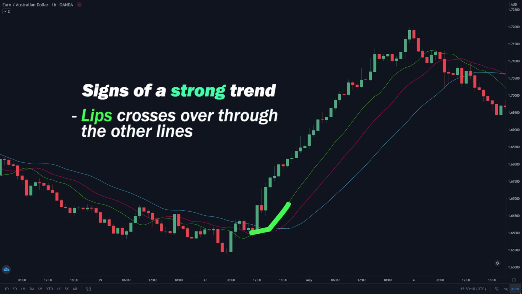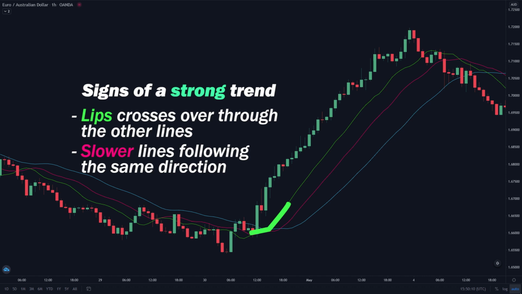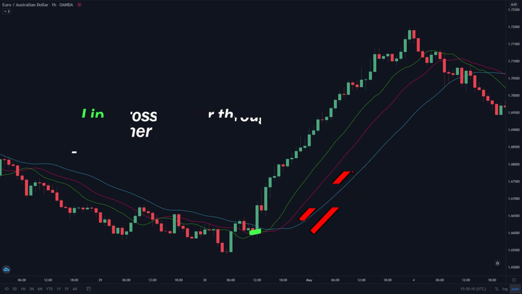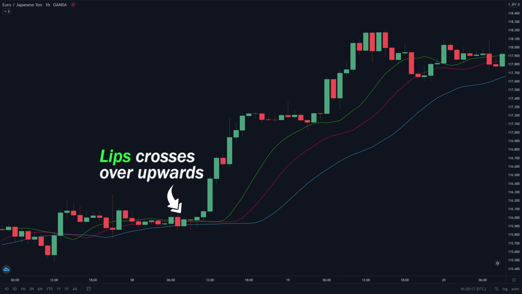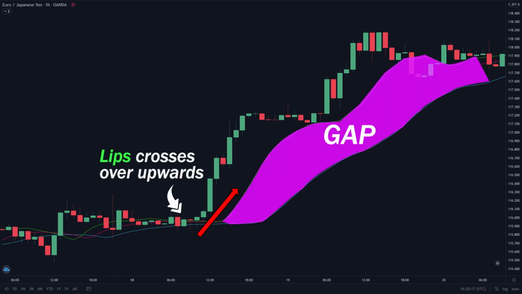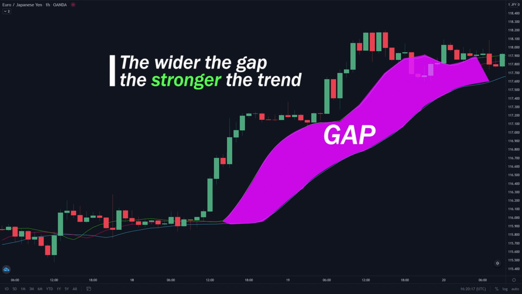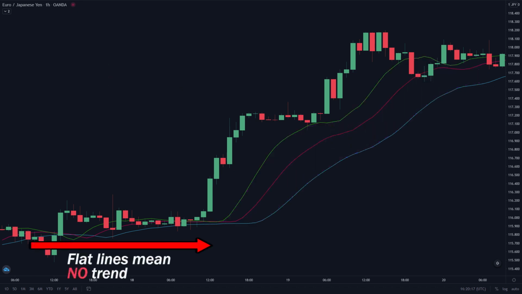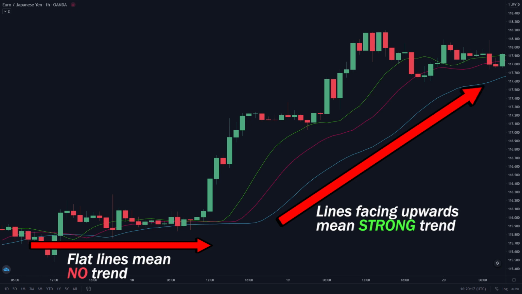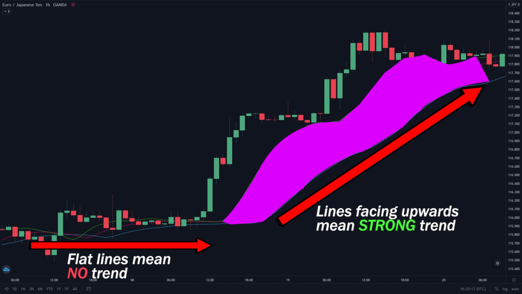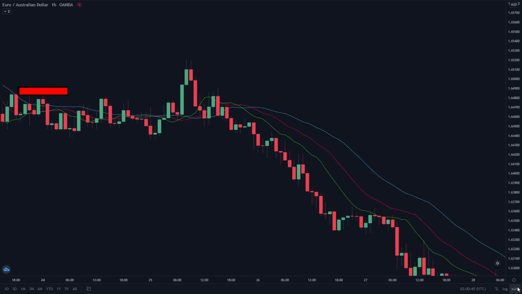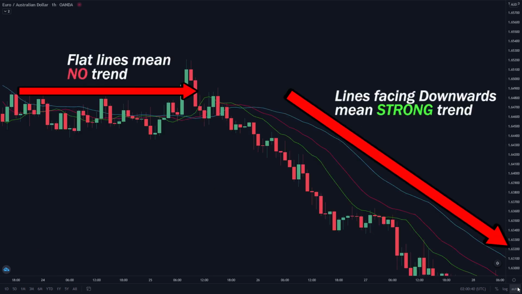We can also identify if a strong trend momentum is happening in the market by looking at whether the lips cross over through the other lines, plus the slower lines following in that direction. For example, in this chart, the lips cross over upwards while creating a gap between the lines. These gaps are very important because they show how strong a trend is. The wider the gap, the stronger the trend will be. Usually, the direction of the lines also determines how strong the trend is. If the lines are spread apart and heading significantly upwards, it means the price is in a strong uptrend. And when the lines are facing in a significant downwards direction, it means it's in a strong downtrend.